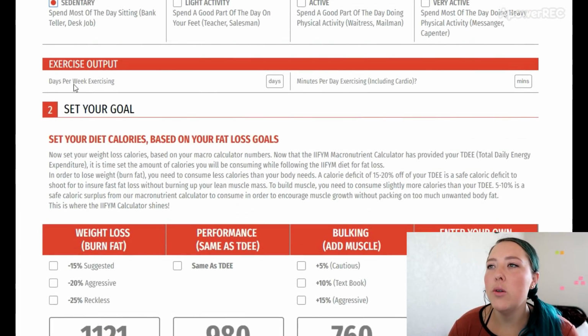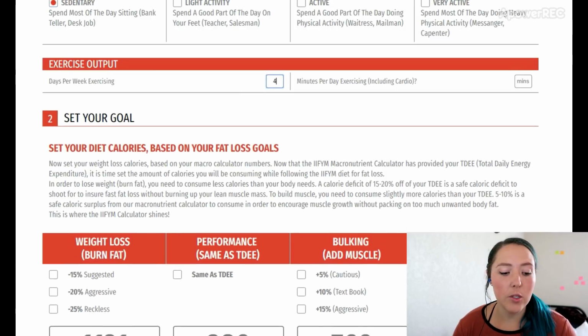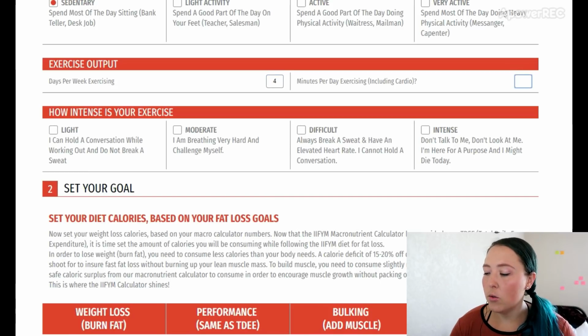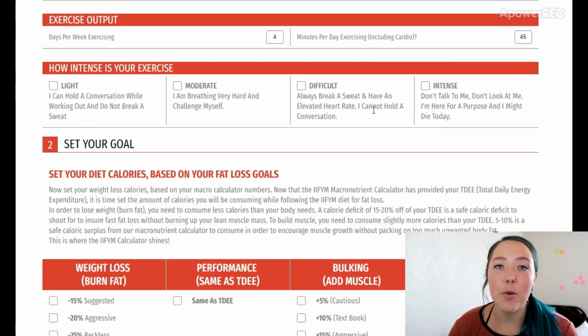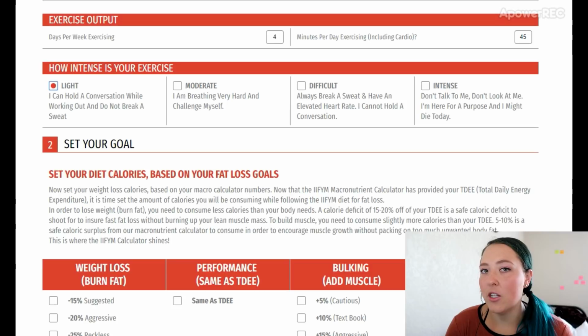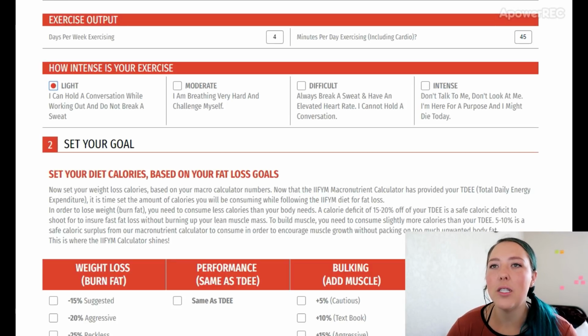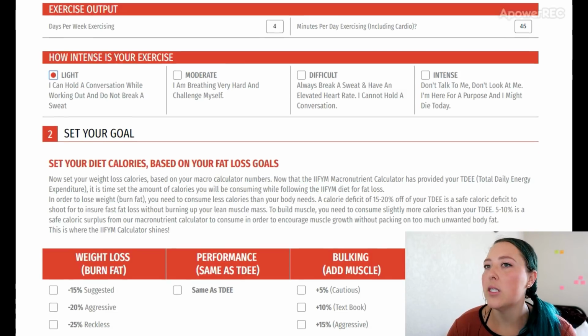Okay, next thing that we're going to do is enter information about our exercise output. I work out 4 times a week, and those workouts are about 45 minutes long. How intense is your exercise? I'm going to be very conservative with this, and I'm going to say light. I think most people are actually falling in the light category unless you're doing some extreme athletic training, like running sprints, where you're really burning a lot of calories in your workouts. I'm going to put light just to be conservative.